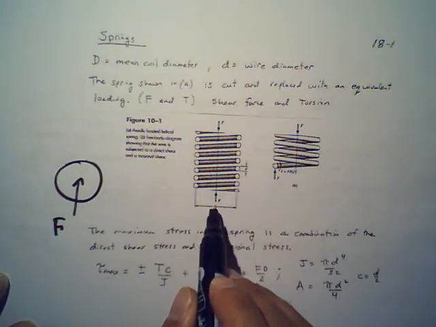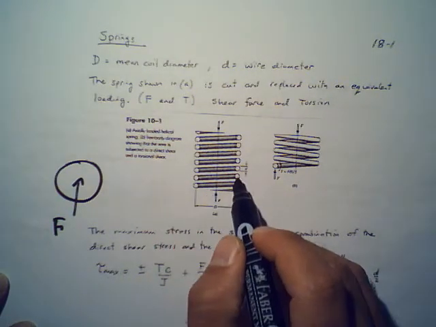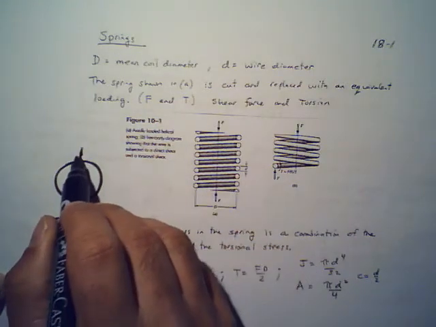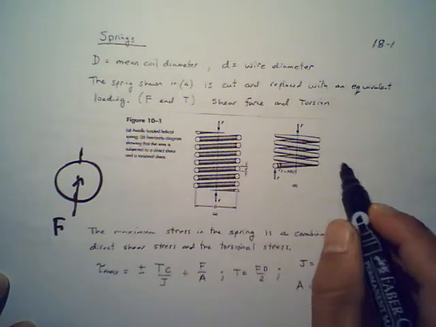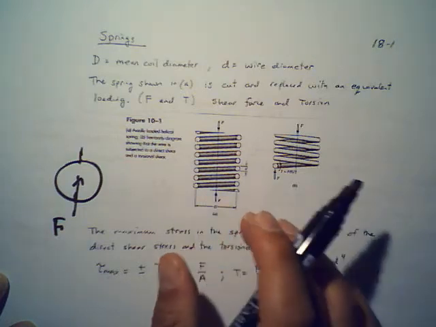So what is d? d is the mean coil diameter. The mean coil diameter is not on the outside, neither on the inside. It is just d, which passes through the middle of this guy, right? And then let's say you have the other portion of the spring, it would be in the middle. All right, so d is the mean coil diameter, somewhere in the middle.